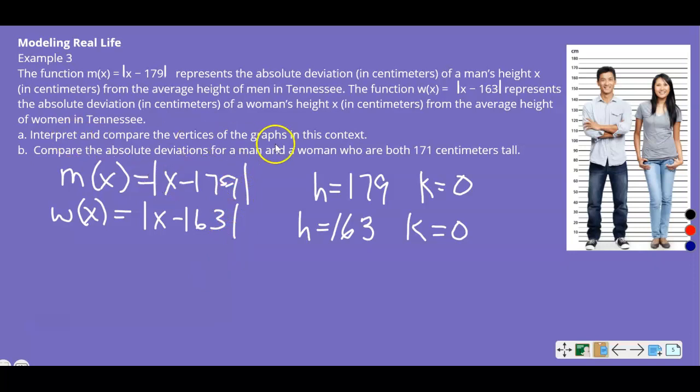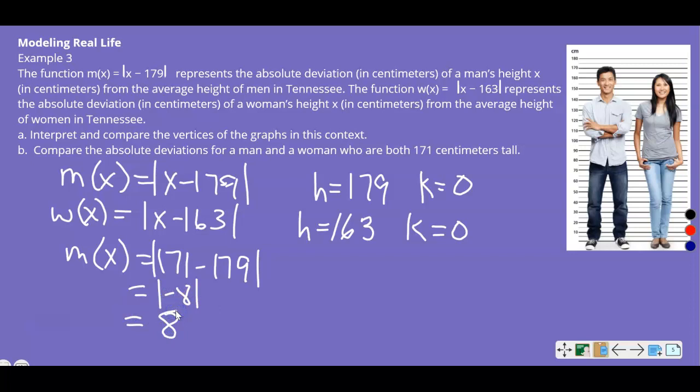Now we want to compare their absolute deviations for men and women who are 171. Okay, so if they're about 171 centimeters, we can just plug that in for X. So let's check the men first. So we're going to say m of x equals 171 minus 179. And 171 minus 179 is negative 8. And the absolute value of negative 8 is 8.